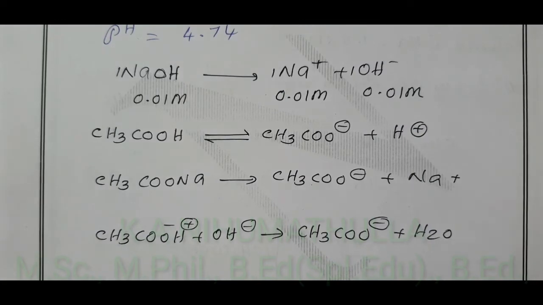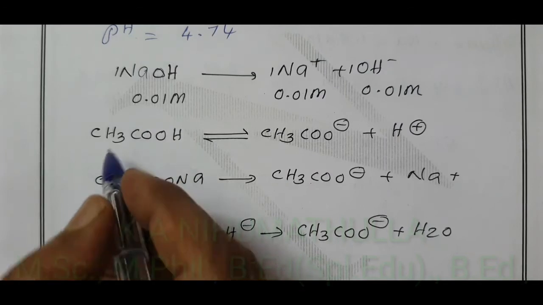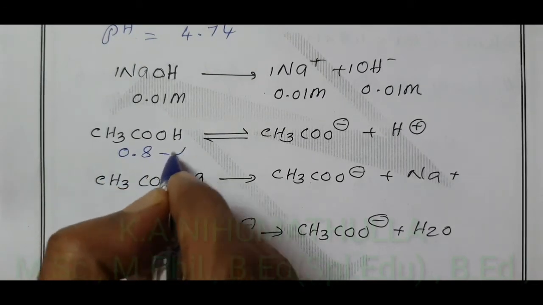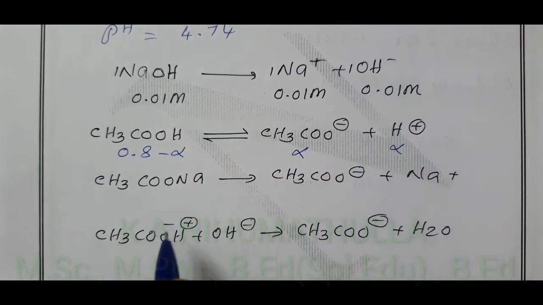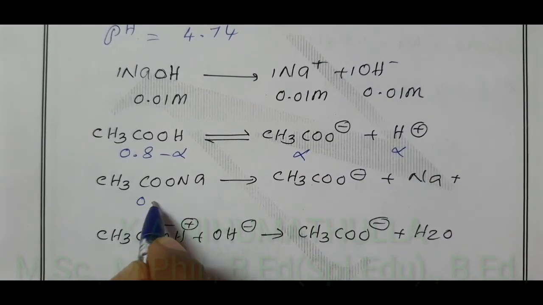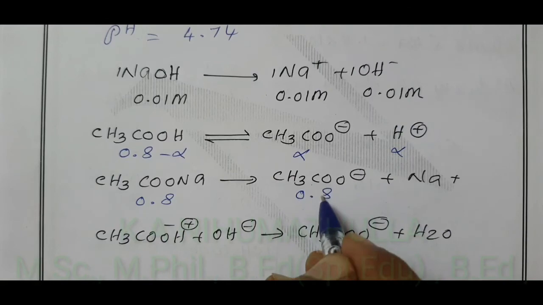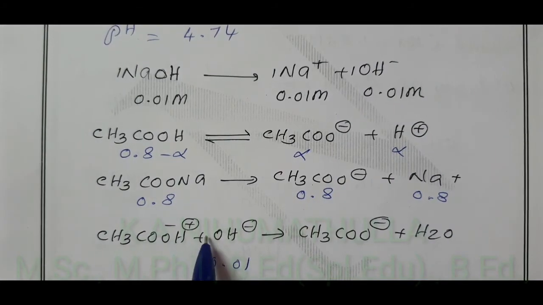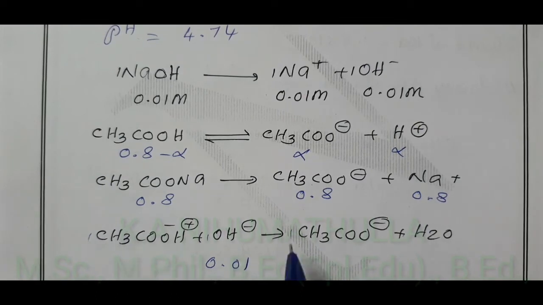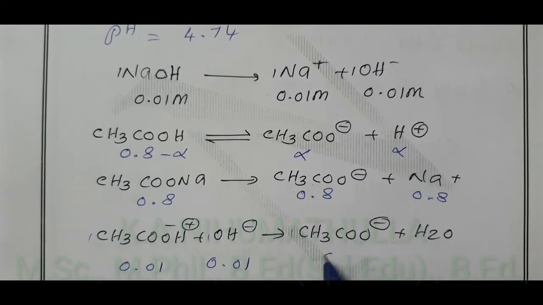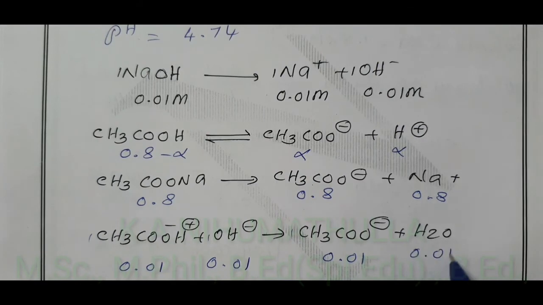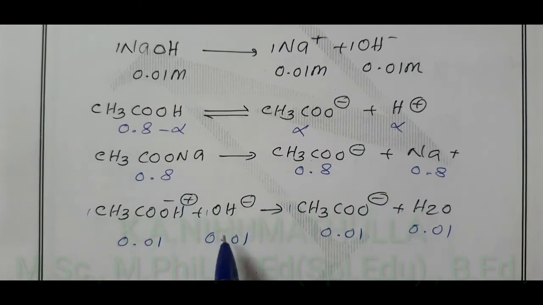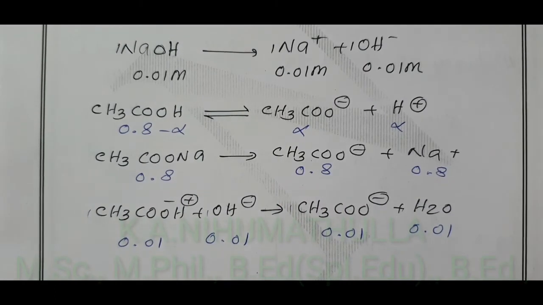Now I am going to write the value of all these. Acetic acid concentration we know is 0.8 minus alpha, alpha, alpha, and sodium acetate value, which is given in our problem, is 0.8. OH minus ion concentration is 0.01 before OH minus 1, therefore all the concentration values equal 0.01. By knowing the concentration of one ion or one molecule, we can write the concentration of all the molecules or ions in a chemical equation.